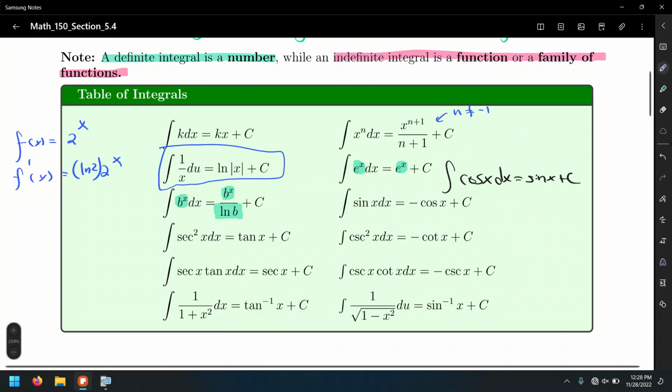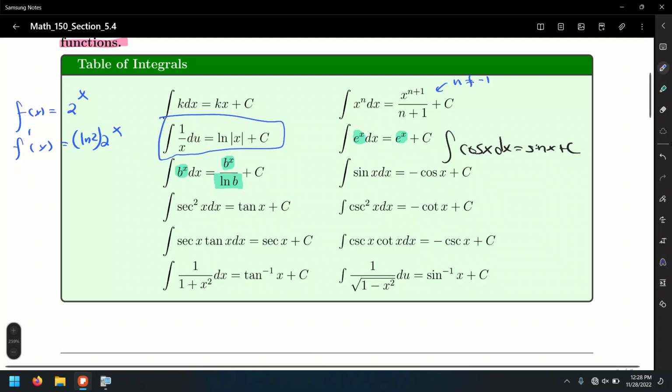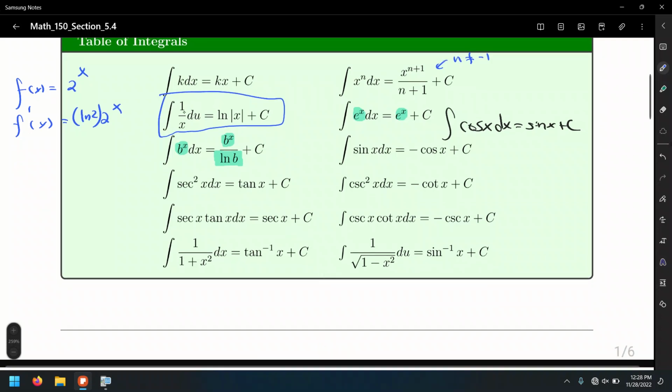And notice at the same time, the integral of 1 over x is not just natural log of x. It's natural log of absolute value of x. Well, let me go through all the details of that. Why do we have these absolute value bars? Number one, let's consider the function f of x equals 1 over x.